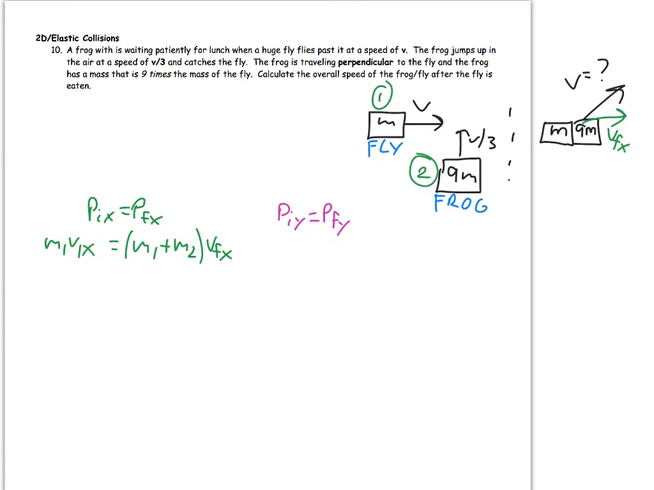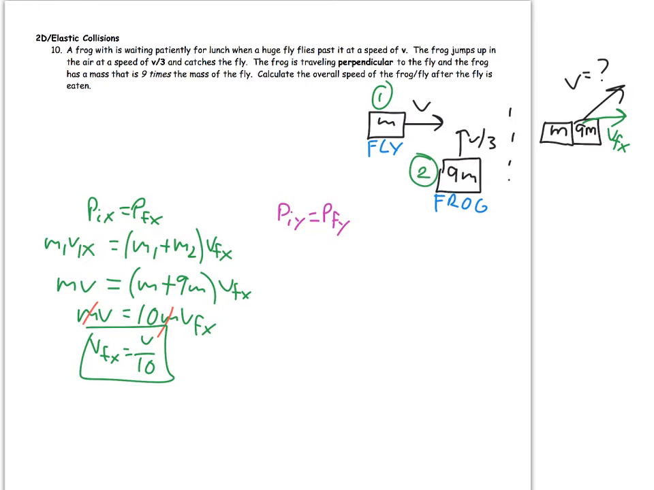So we can go ahead and plug in the things we know. The fly is a mass of m, is moving at a speed of v. Afterwards, we're going to have m plus 9m times vfx. We can combine this, so we get mv equals 10mvfx. The m's cancel out here, and so what we're left with is our final velocity in the x direction is going to be v over 10.